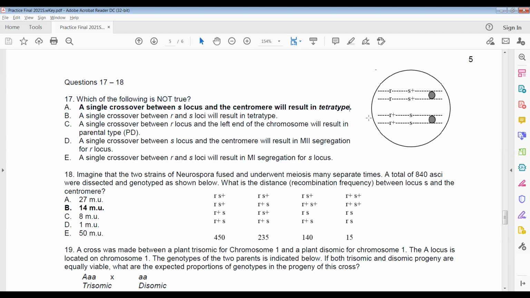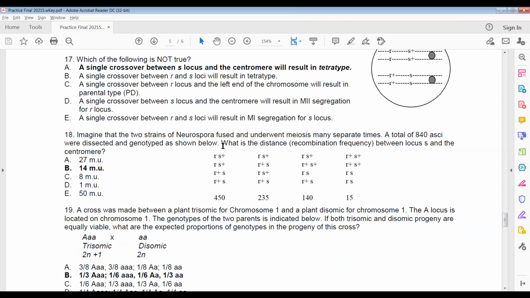This is the parental type. If there's a single crossover occurring between S locus and the centromere, it will not change the relationship between S and R, right? So it still gives you the parental type. But this statement says a single crossover between S locus and the centromere will result in a tetratype, which is wrong. So of course we're gonna select this one. The other statements should be correct.